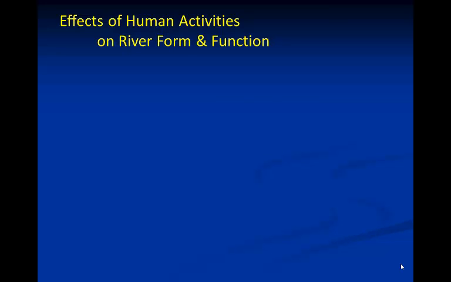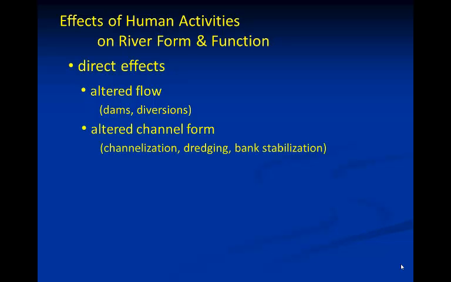The other basic way that we alter river form and function is by directly changing them, so doing things in the channels or valley bottoms themselves. A big one is altering the flow of water and sediment through the rivers. So dams are one of the primary sources of that around the world, but we also take water from points in a channel and move it to other channels or other drainage networks through diversions, for example.